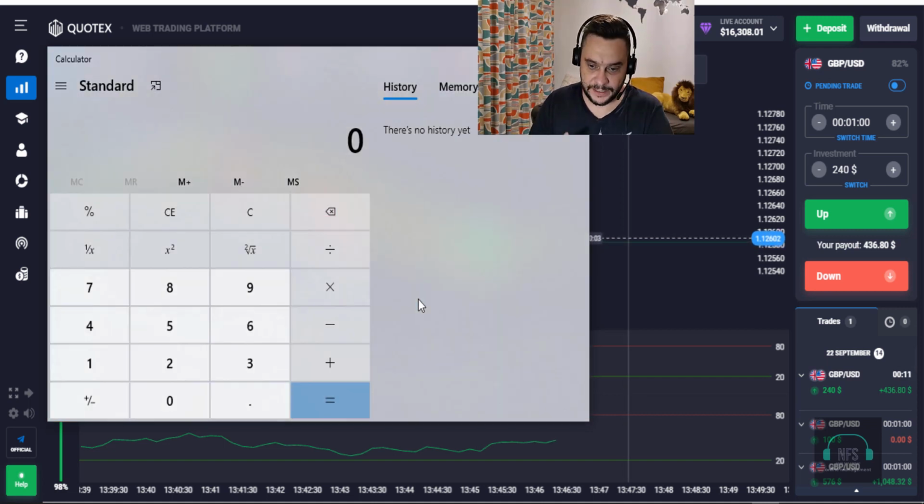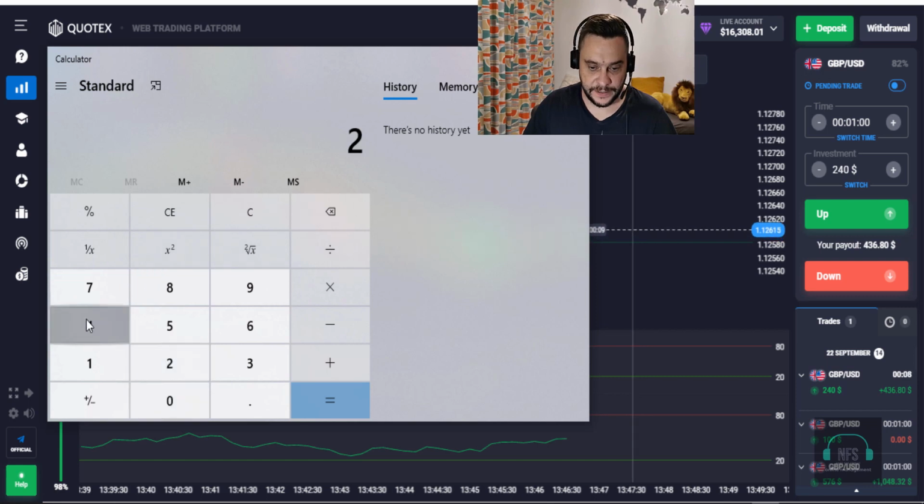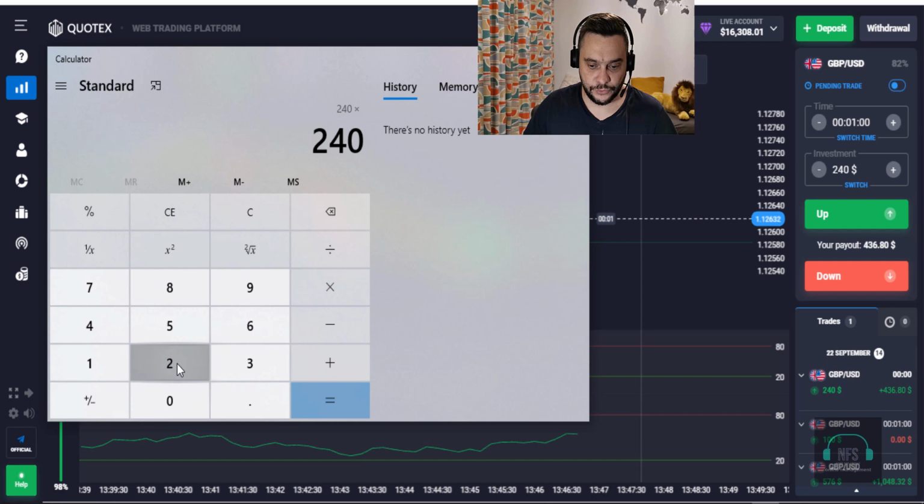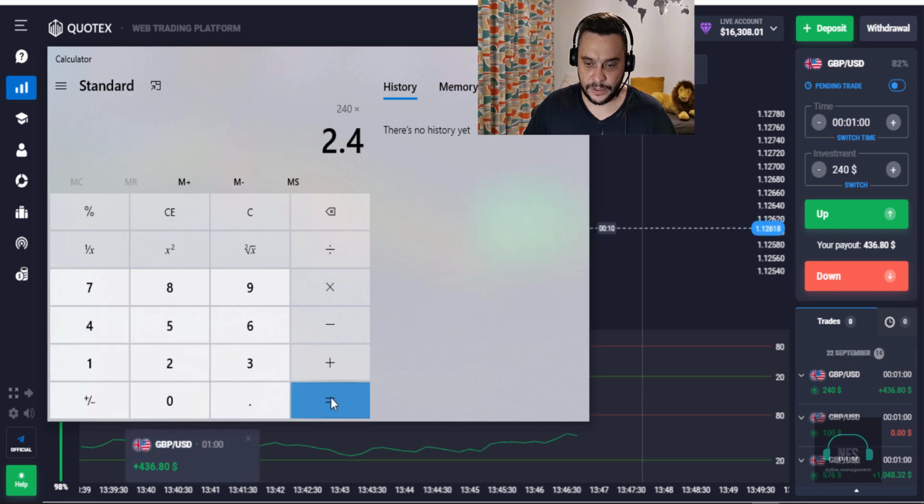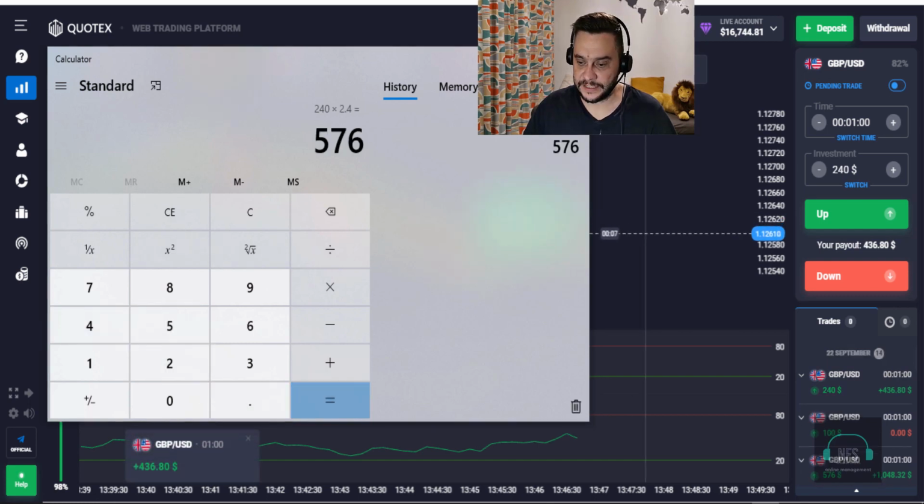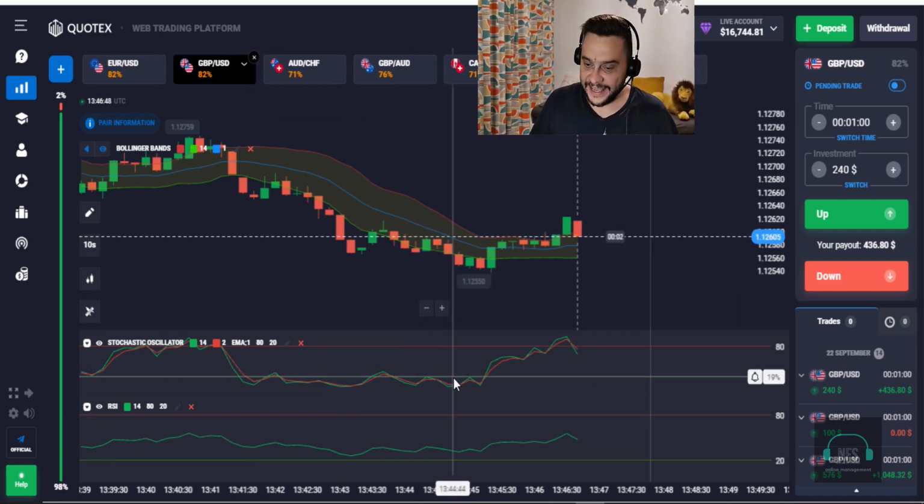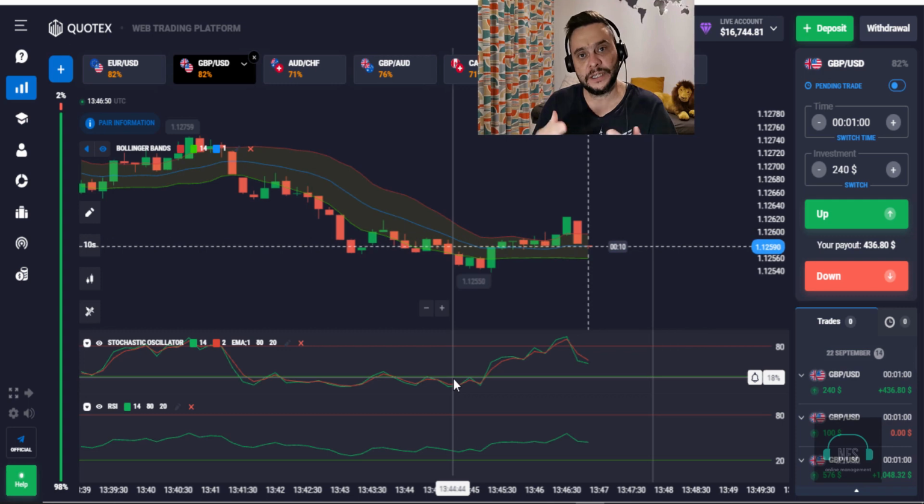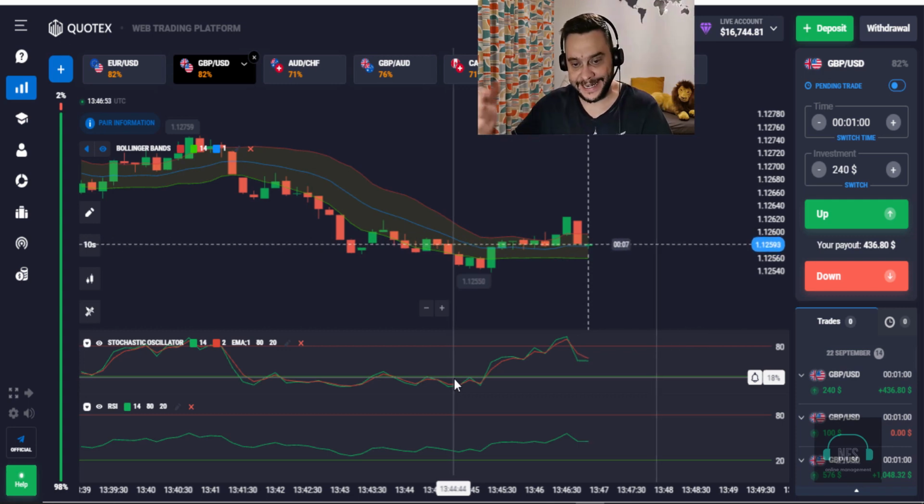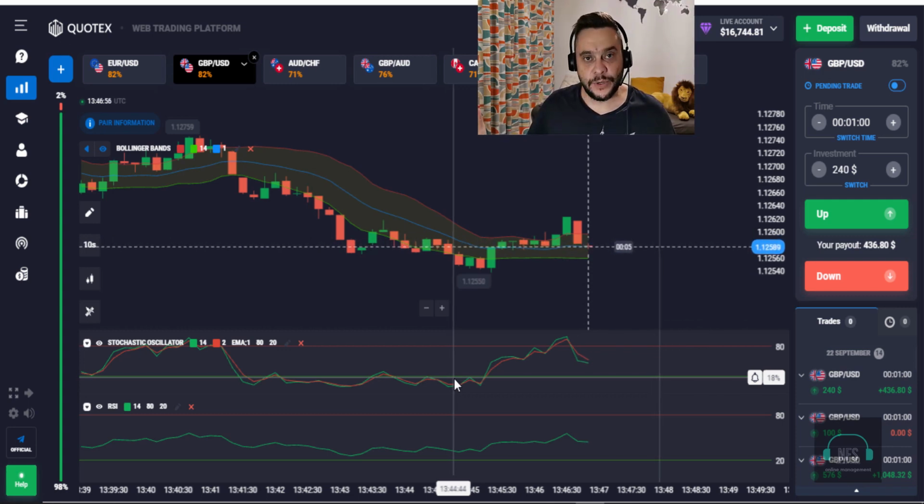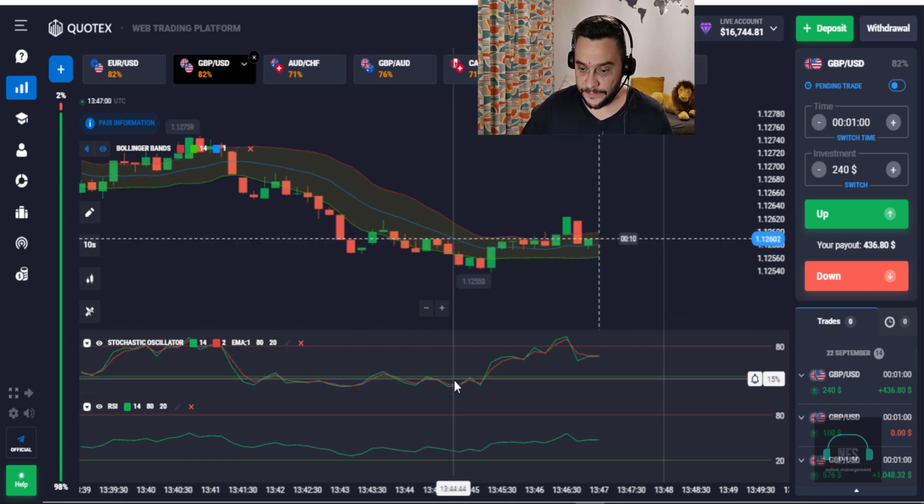It is a web trading platform, and as you can see, it's eating a lot of space. 240 times 2.4 equals 577, and it was in the money. Yes, we recovered the losing trade, and there's no need to place another multiplying trade. So that's the way you recover losing trades, and that's the way you use this strategy.